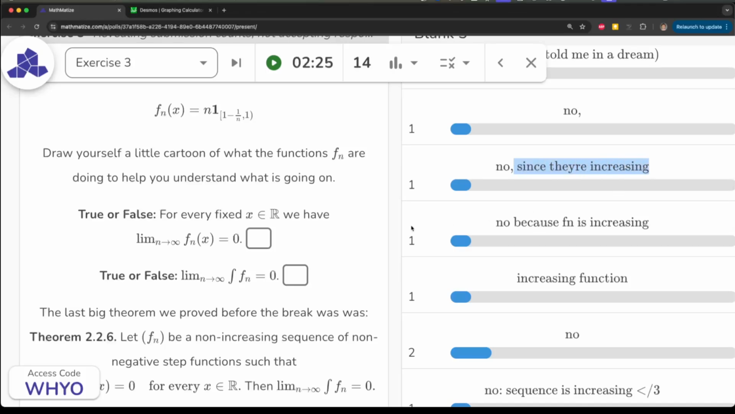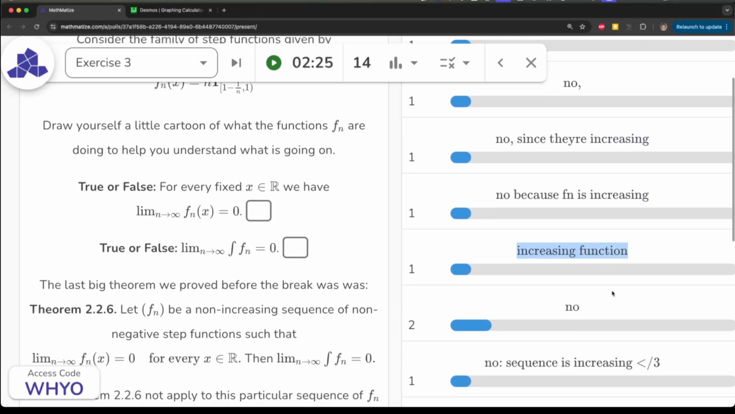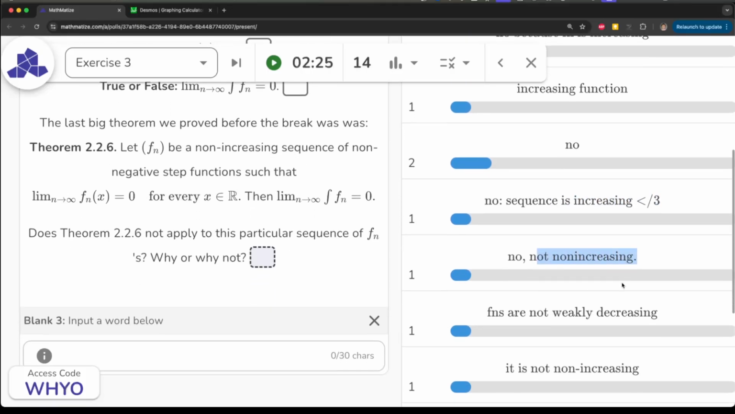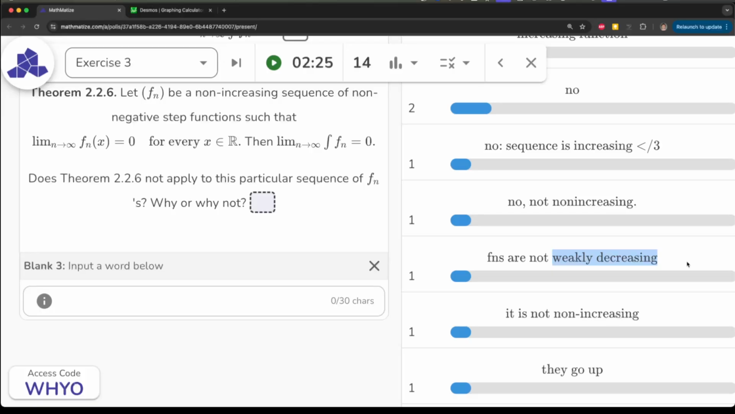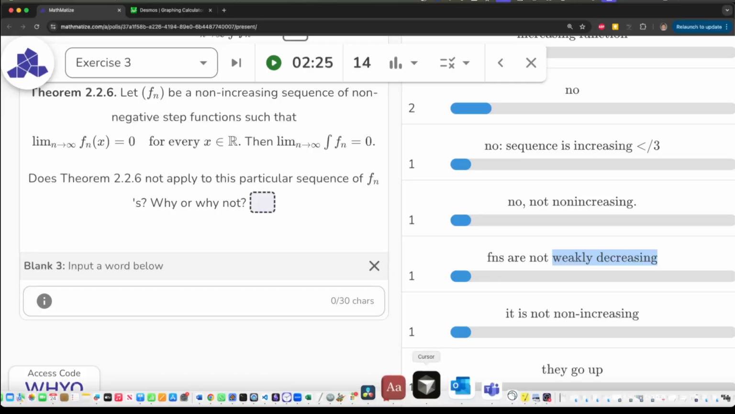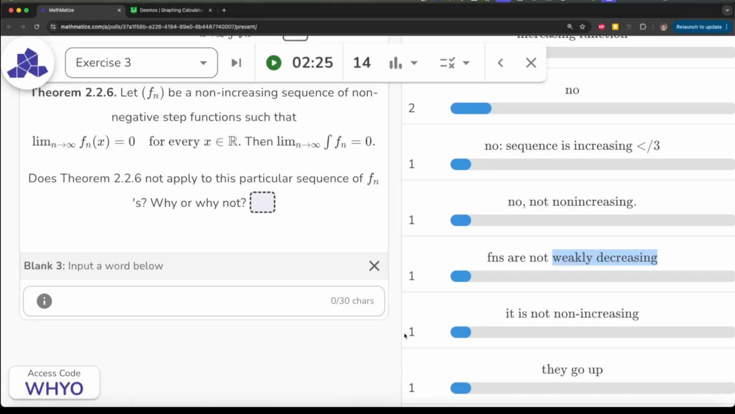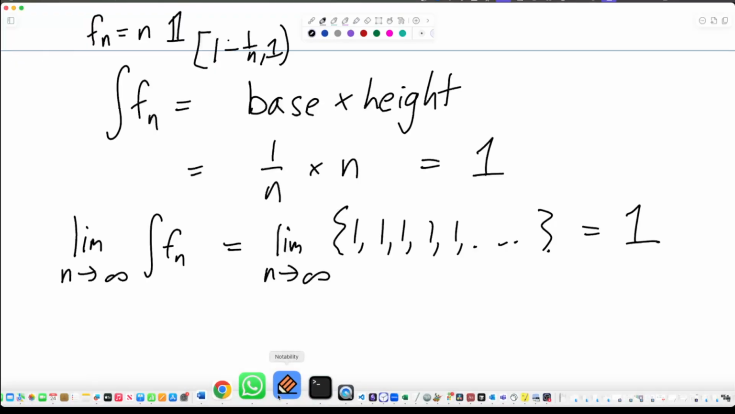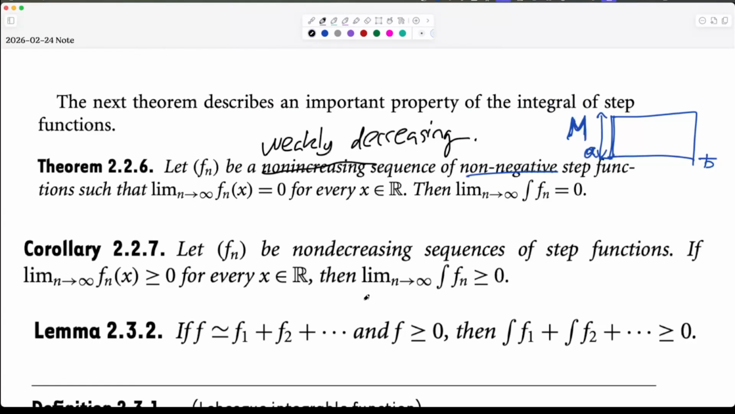Okay, so some people wrote they're increasing, very good, increasing, and they're not less than 3. Not increasing, very good. If you wrote weakly decreasing, that's very good because that is the way we did it in class. So the condition that is crucial here that people have figured out is not increasing or weakly decreasing. This is how we wrote it last class. So this is a screenshot from what we wrote last time. Non-increasing really means decreasing, but you're allowed ties, right? So it could be flat for a while, but the functions need to be going down to 0.